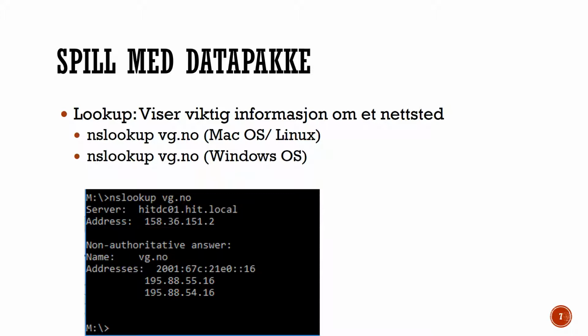So here with a Windows computer, you open the CMD command line. You type in nslookup and a space. For example, we want to see the IP address of vg.no. And here it gives you not only the IP address, in two versions, IP version 4 and IP version 6, but it also gives you the server name.